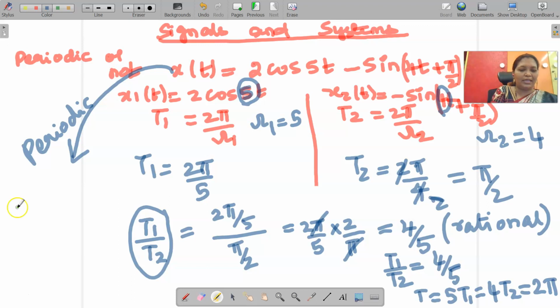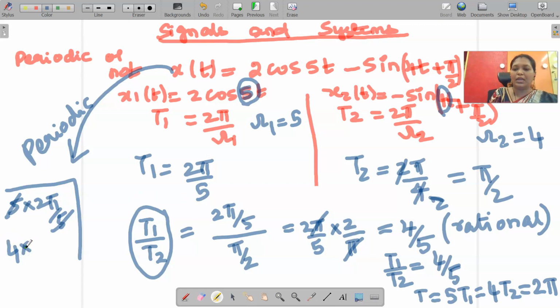If you want, I will write here on the left hand side. What is 5 into T1? T1 is nothing but 2 pi by 5. 5 gets cancelled. You are getting 2 pi. What is 4 into T2? T2 is pi by 2. Again you are getting 2 pi. So in general, when you cross multiply, you can find out T by using 5T1 or 4T2, which is nothing but 2 pi.